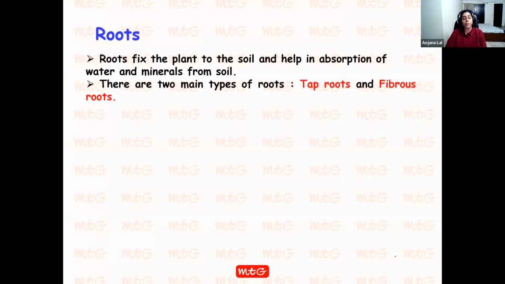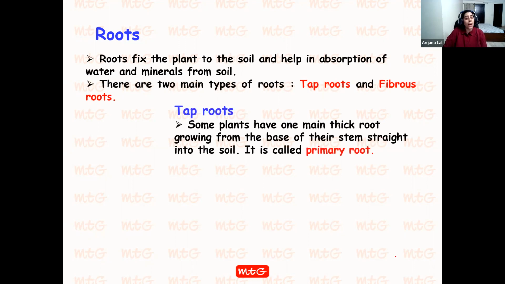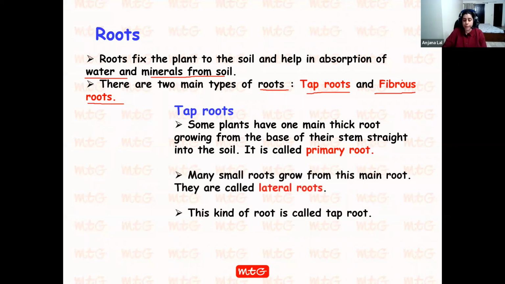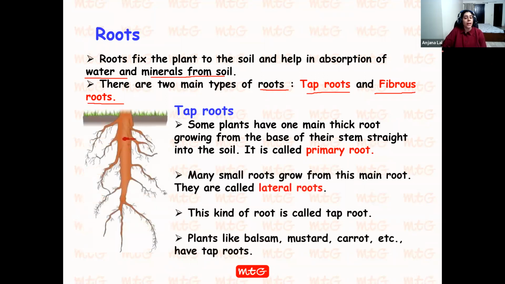Now, what are roots? Roots fix the plant to the soil and help in absorption of water and minerals. So plants take in minerals and nutrients and water from the soil. Okay? And then there are two kinds of roots. So we are going to talk about the different roots. Children, pay close attention here. Taproot and fibrous roots. Some plants have taproots, whereas some plants have fibrous roots. Let's look at the picture carefully and understand. See, I'm showing you a picture of a taproot.